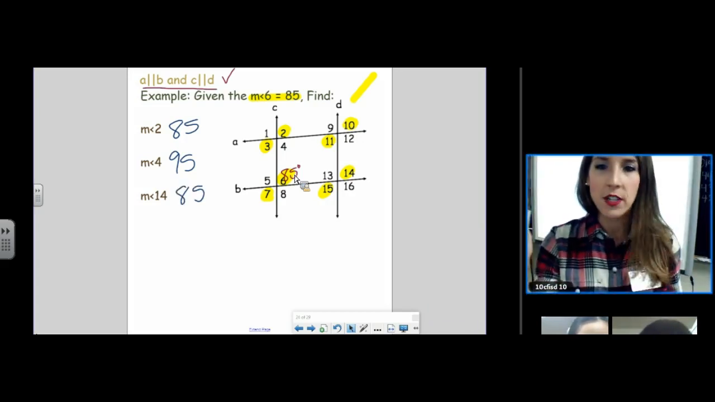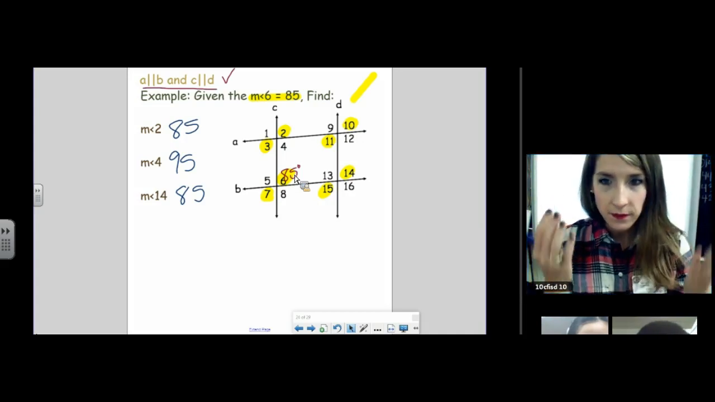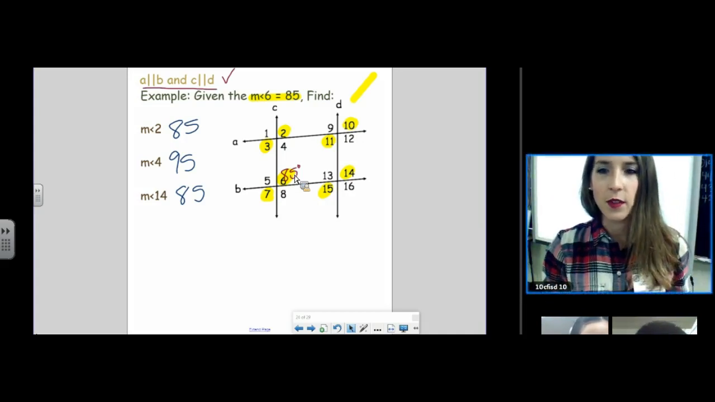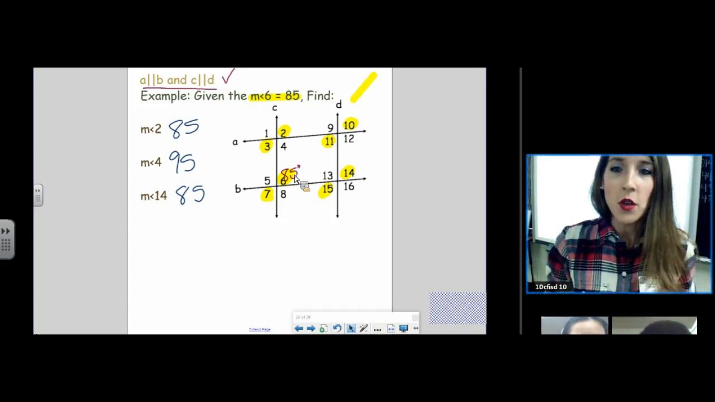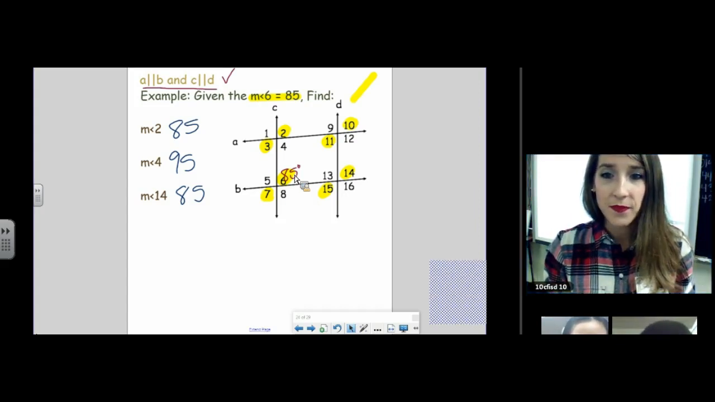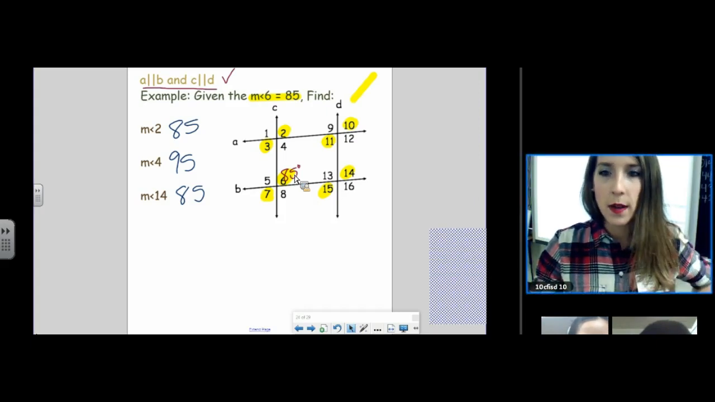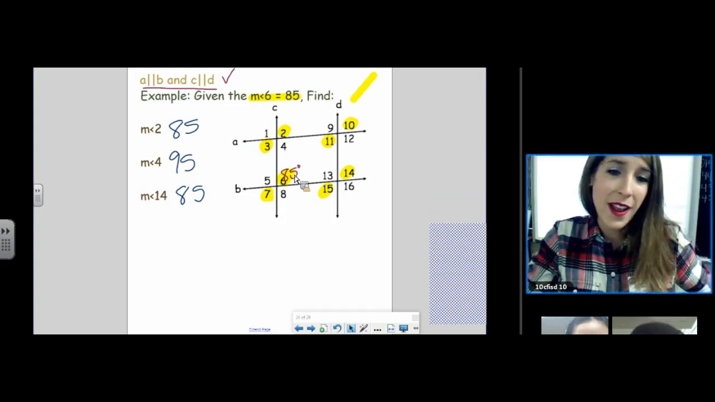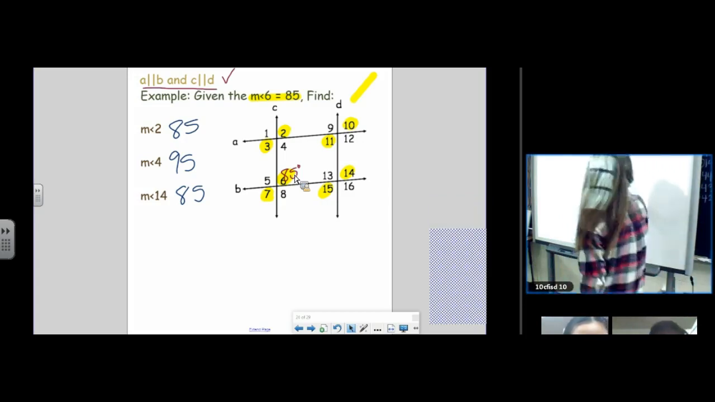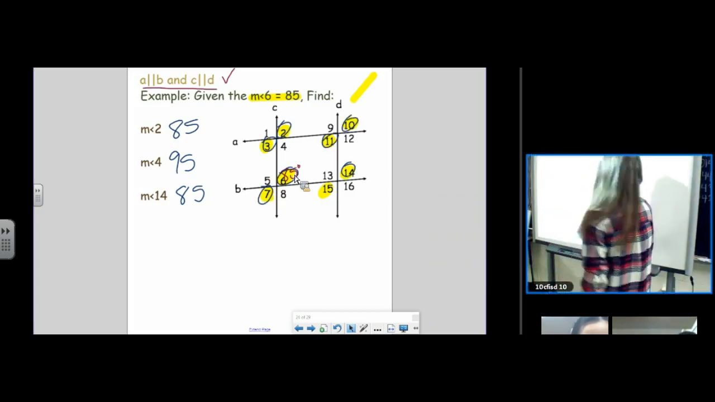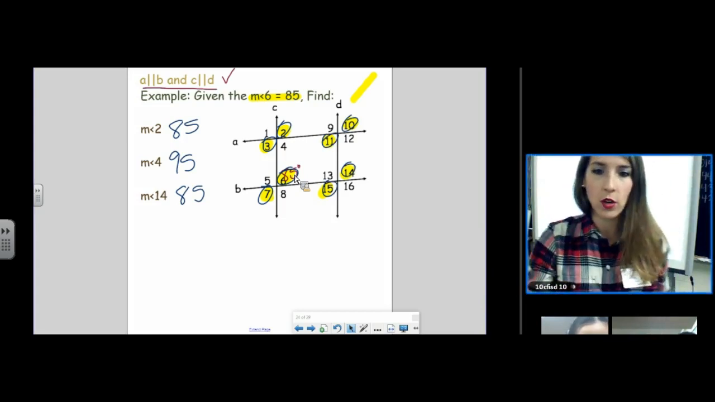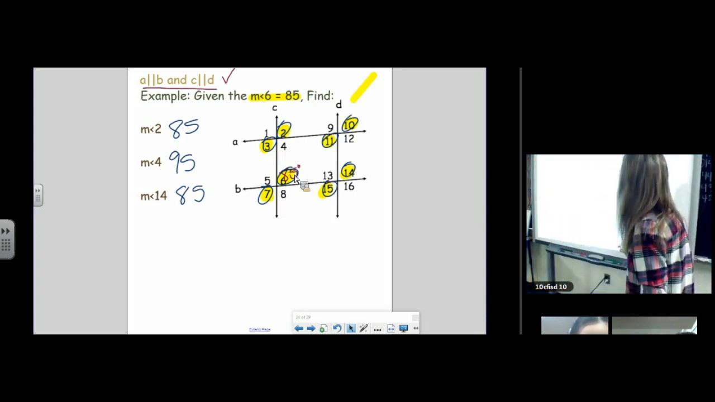I could say, what's the measure of angle 11? And you would say, 85. What's the measure of angle 9? 95. What's the measure of angle 5? 95. You get what I'm saying. So that's what I call the circle trick. You circle all the angles on a diagonal, and you can easily pick out which ones are congruent and which ones are supplementary.